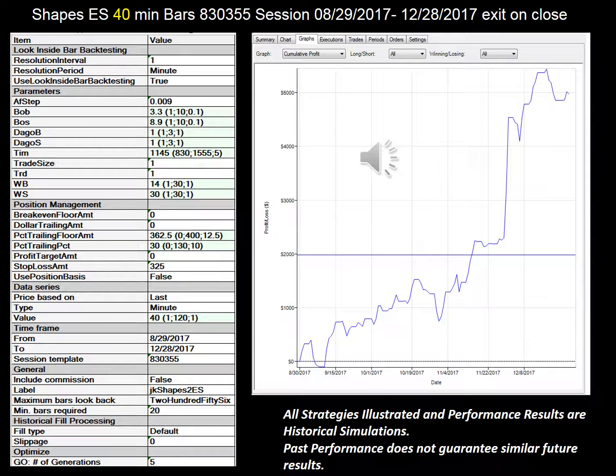Well, here's the equity curve. Now these are all shapes on Ninja. That's the only product I sell on Ninja. And the inputs are there on the left. You just pull up your Ninja chart for the period of time from August 29th through December the 28th, and search your JK shapes, and then put in these values. And you can see we've got a 40-minute bar, and we've got a $325 stop. And that's pretty well the important part of that.